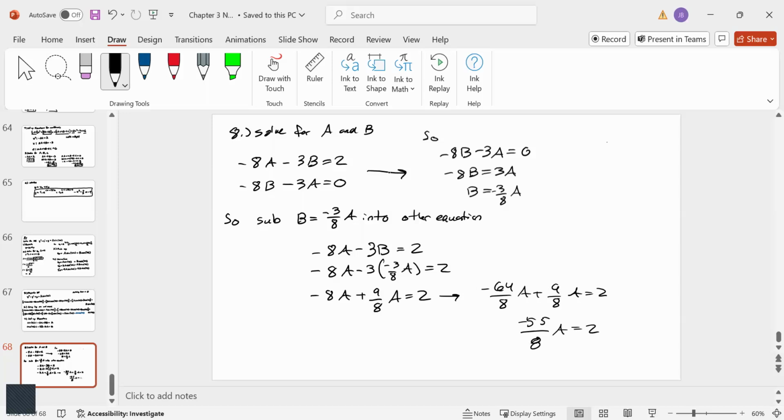8a equals 2. If I multiply the 8 over, I get negative 55a equals 16. So a is equal to 16 over negative 55, which doesn't make sense to me in my brain. I think I made an algebraic mistake here. So let me just look through here. I think I made a sign error.